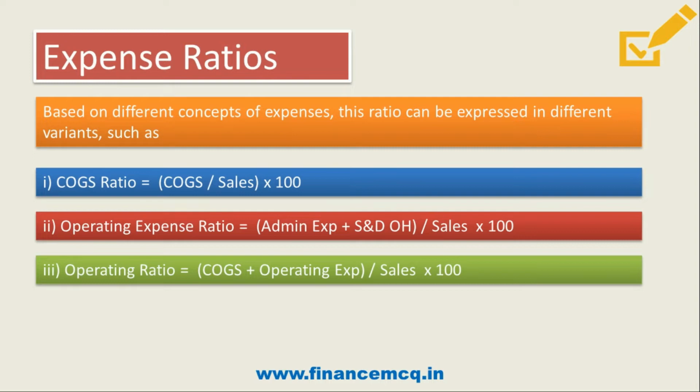So here, friends, just remember that it is the operating ratio, and in the previous ratios we discussed the operating profit ratio. So don't get confused between these two ratios. These are totally separate ratios. This is an expense ratio, that one was a profit ratio.